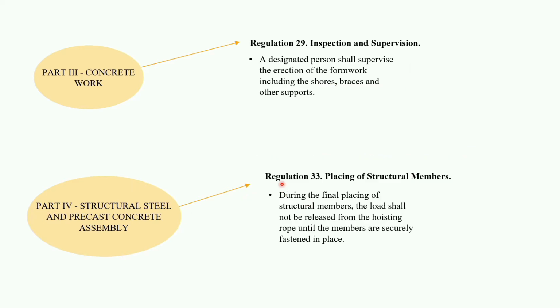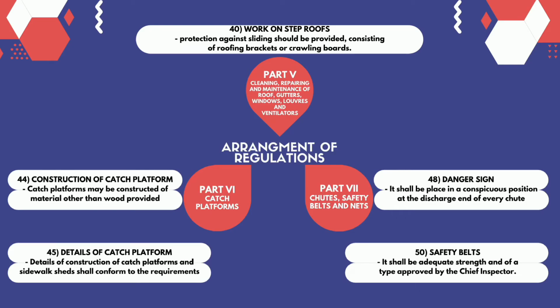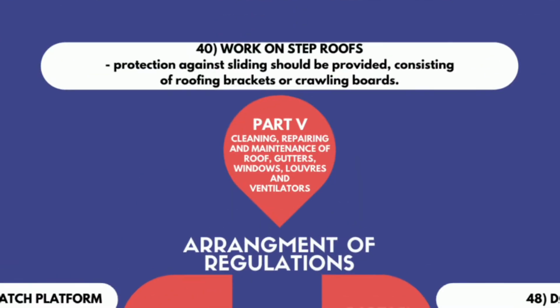In Part 4, we have Regulation 33, placing of structural members. During the final placing of the structural members, the load shall not be released from the hoisting rope until the members are securely fastened in place. As for Part 5, which is cleaning, repairing, and maintenance of roofs, gutters, windows, louvers, and ventilators, Regulation number 40, work on steep roof. Where work is being performed on a roof having a slope greater than 1 in 4, there shall be provided protection against sliding consisting of roofing brackets or crawling boards.